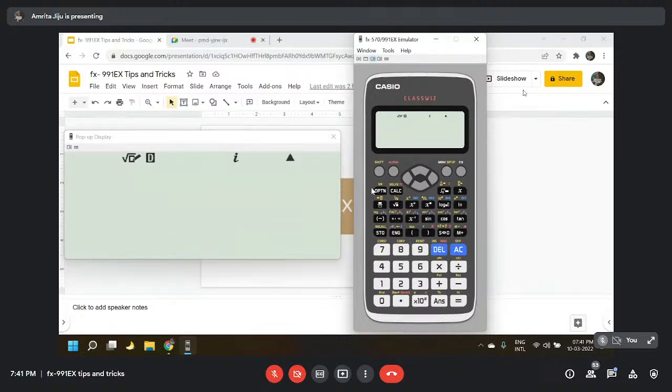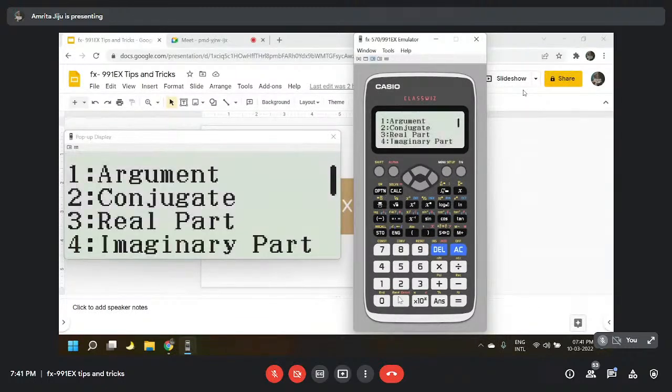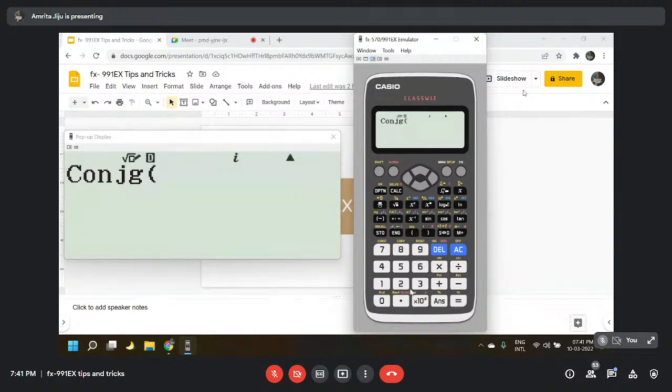Okay, now we are moving on to the next part. Next is conjugate. If you are writing a complex number like x plus iy, conjugate will convert it into x minus iy. So that's what conjugate is. Let's say 3 plus 2i. You just press equals, and it changes to 3 minus 2i. The answer is 3 minus 2i. So that is actually what conjugate is.